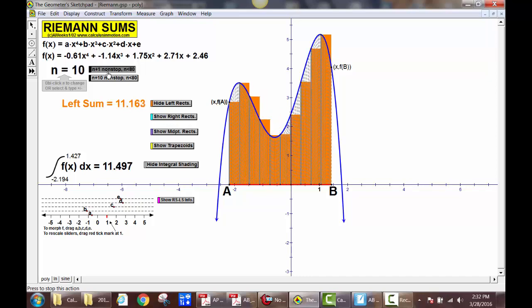the width of each rectangle decreases, notice they're getting skinnier and skinnier, the rectangles, the width along the x-axis. What happens is we get closer and closer to the actual area under the curve. Now, we're only at 20 at this point, and look at how much better these approximations are. There's still a little overlap and a little underlap, but as we increase and increase and increase, those overlaps and underlaps are going to disappear.